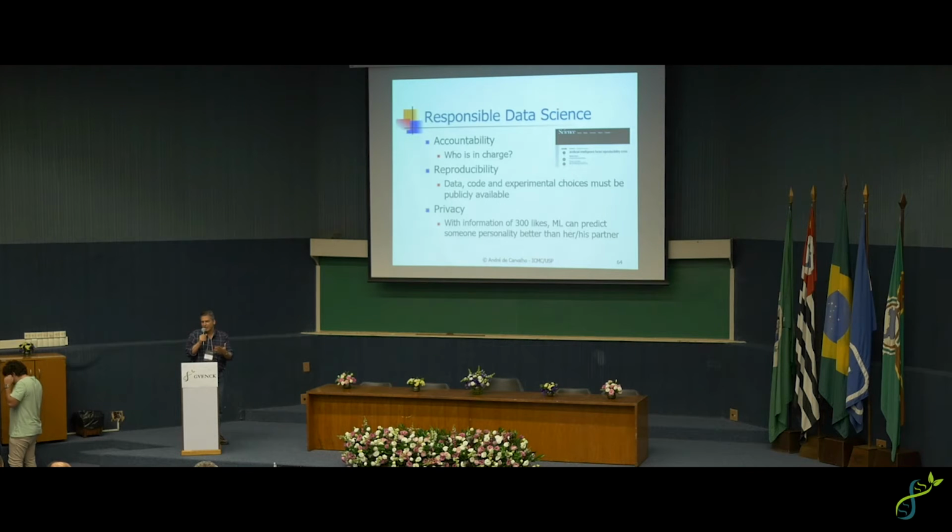For example, there's a big discussion about autonomous cars. If the car kills someone, who is responsible? The manufacturer of the car, the manufacturer of the sensors of the car, the people who bought the car, and so on. Another concern is reproducibility. People who are using data science and machine learning have to make the code available, so as to allow other people to do what they did.